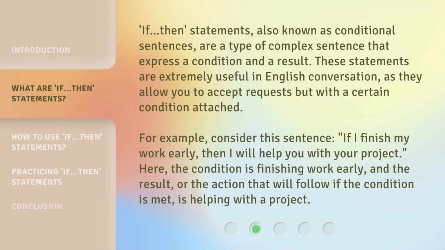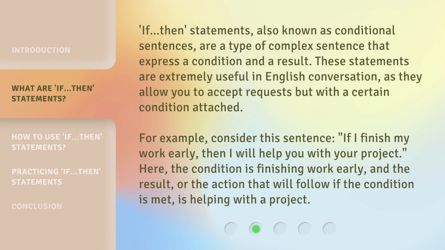If-then statements, also known as conditional sentences, are a type of complex sentence that express a condition and a result. These statements are extremely useful in English conversation, as they allow you to accept requests but with a certain condition attached. For example, consider this sentence: if I finish my work early, then I will help you with your project.